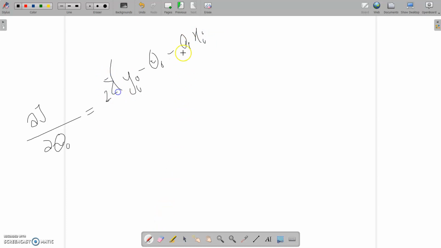There is a summation of this portion for i. Then again you have to take the derivative of this portion, and you will see for theta 0 you will get a minus 1. So the minus will come again.